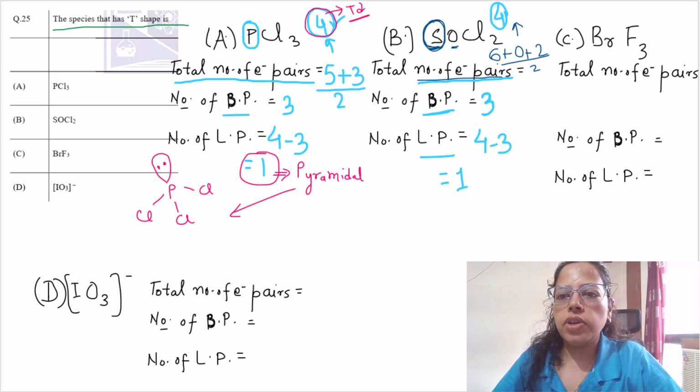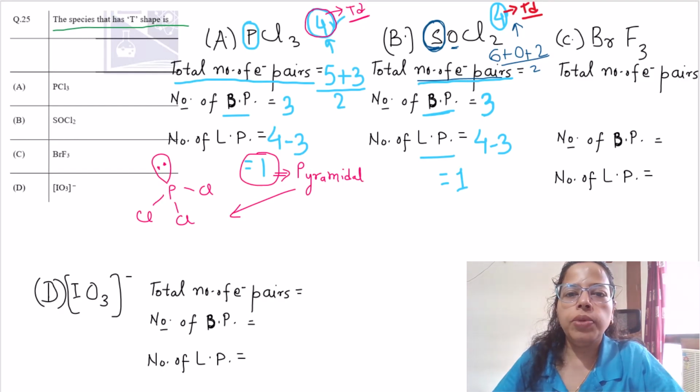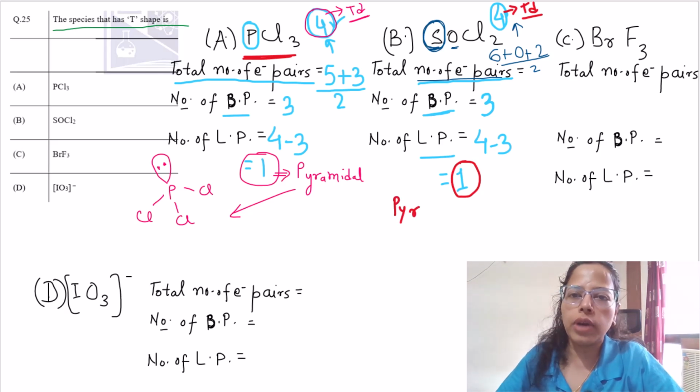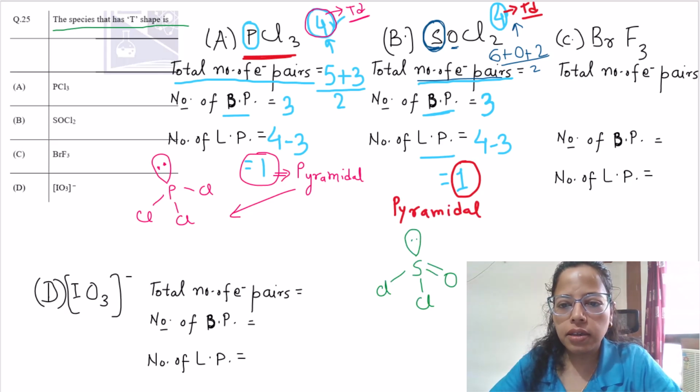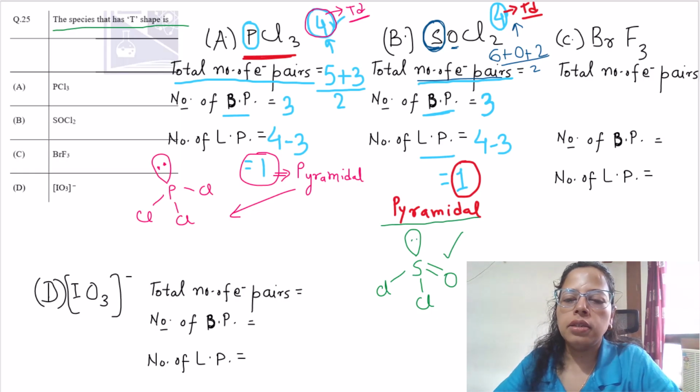When the total number of electron pairs is 4, the parent geometry is tetrahedral, just like PCl3 we saw in option A. So tetrahedral geometry with 1 lone pair gives us the pyramidal structure for SOCl2 as well. So something like this is the structure of SOCl2, with 1 lone pair on top and 2 chlorine atoms and a double bonded oxygen atom.